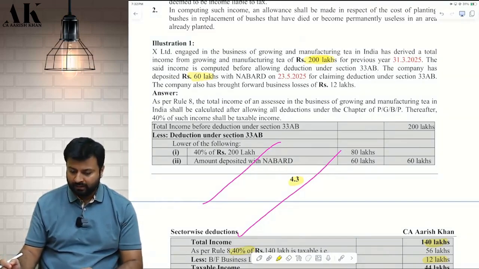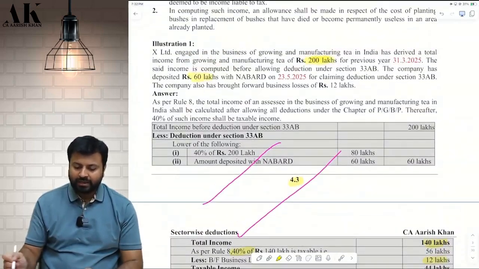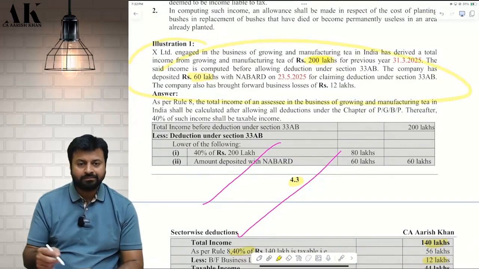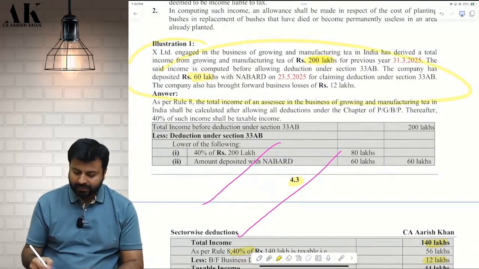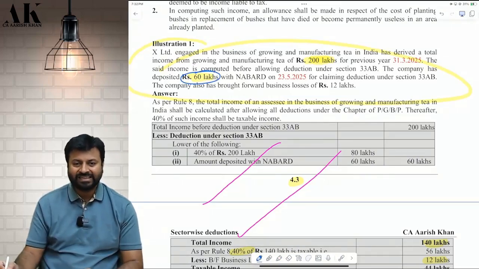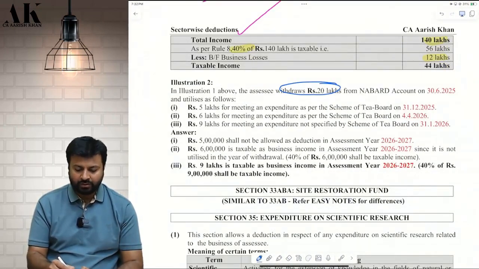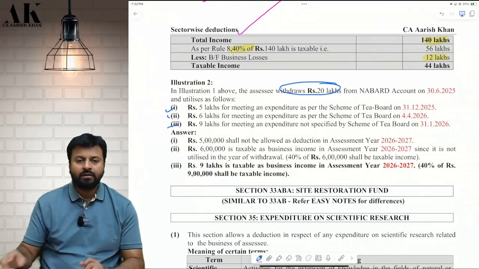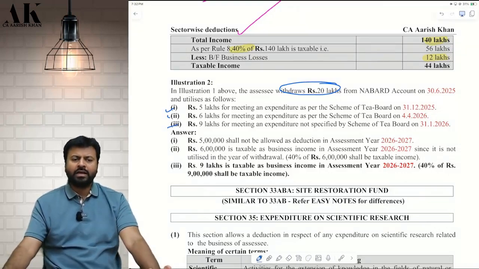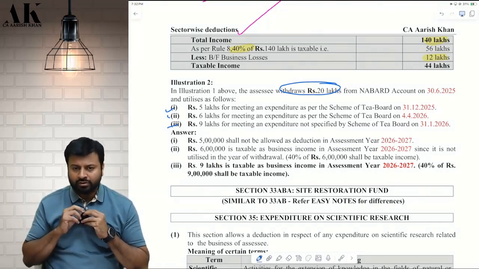Okay. So now there is one illustration which I will put in front of you all. It's a continuation of this illustration. In this illustration, you have deposited how much? 60 lakhs. So in the next illustration, you are withdrawing 20 lakhs out of it and you are using it for 3 purposes. Okay. So take your time, calmly, and tell me what will happen now in future.